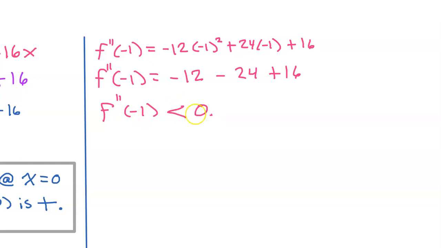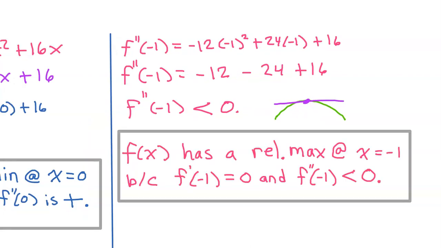That's all we need. In your mind, you should be thinking, okay, since f double prime is negative, that makes the function concave down. Therefore, the horizontal tangent line is sitting on a maximum. Let's write it up. You would say f of x has a relative max at x equals negative 1 because f prime at negative 1 is 0 and f double prime at negative 1 is negative. Notice that you need both of these. You need f prime to equal 0 and f double prime to be negative in order to conclude that you have a relative max.